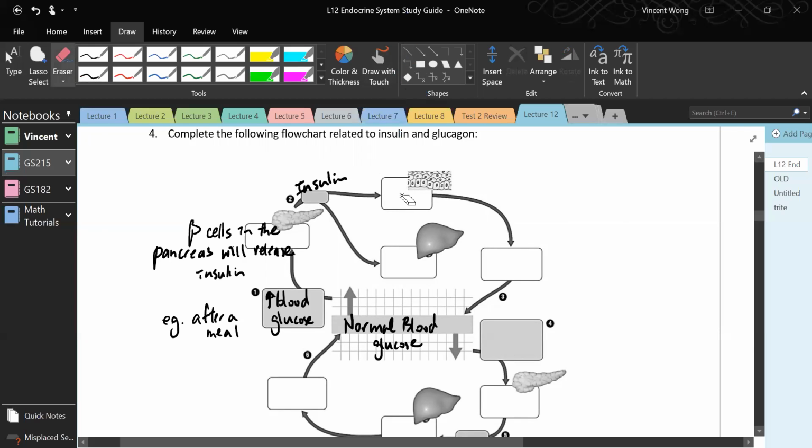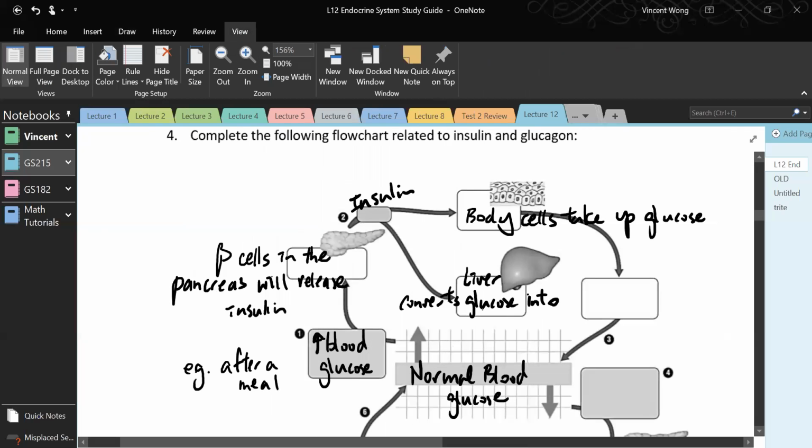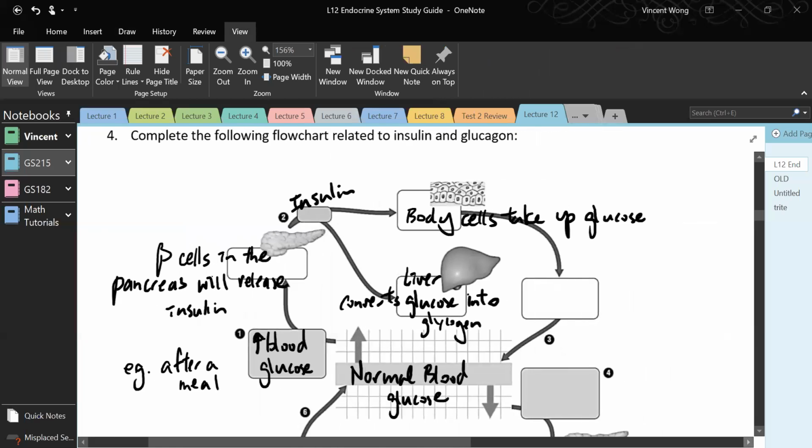What will it do? Well, it will basically have an effect on all the cells in the body. So body cells take up glucose. And it will also act on the liver and promote the conversion, converts glucose into its storage form. So the storage form of glucose is glycogen, right? You learned that last semester.